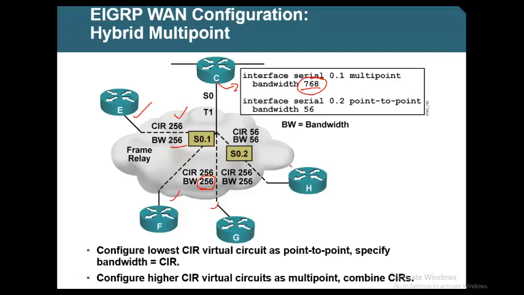And this one is point to point. C and H have got a point to point relationship, and the bandwidth is only 56K. You say the 56K.